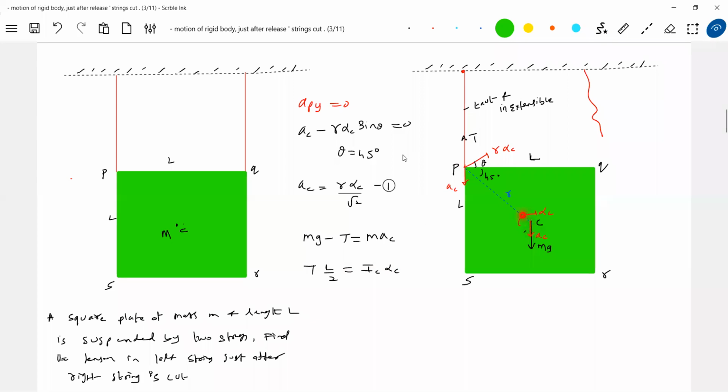Or else what you can do, find out this smaller length. Then calculate the angle between R bar and this. R cross T bar. Substitute that in vector form and solve it. You will end up finally with the same equation.